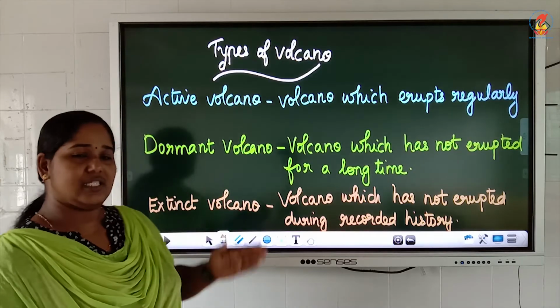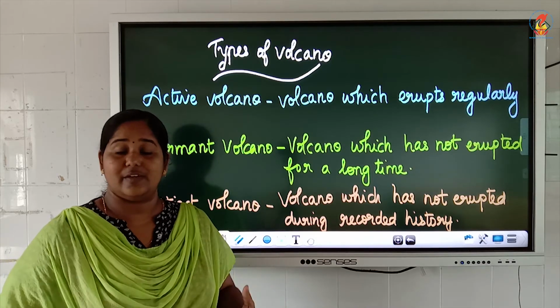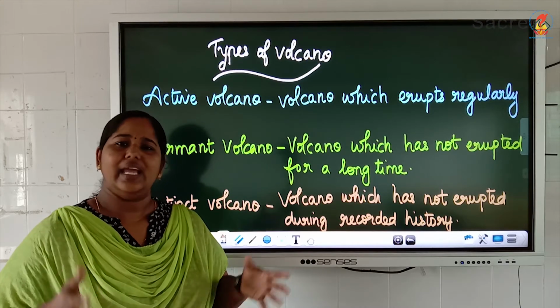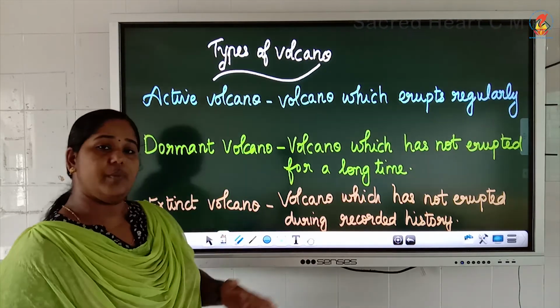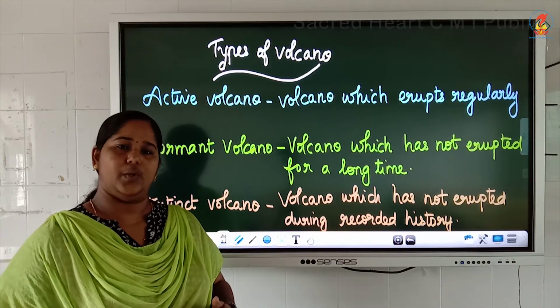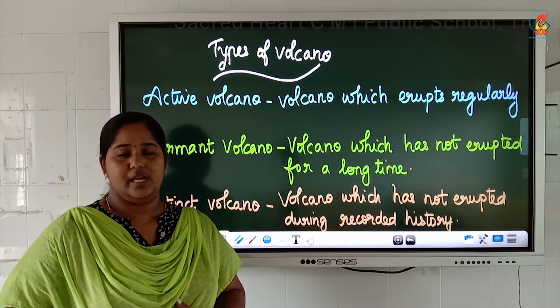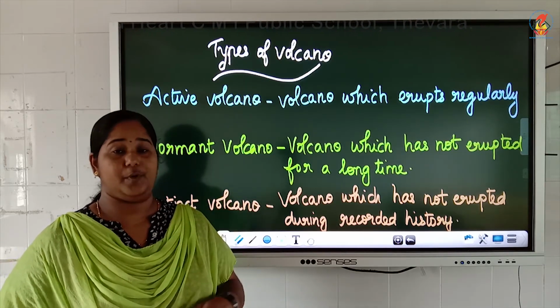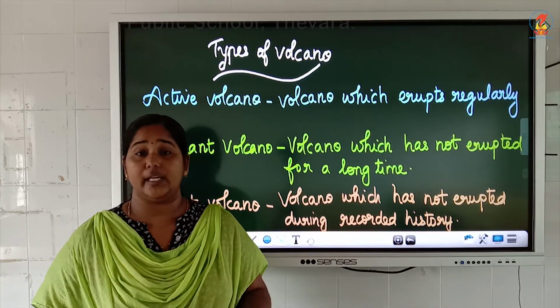First one is active volcano. Active volcano, just as the name suggests, it is active. It erupts regularly. Regularly means not every day. It erupts most often. Second one is dormant volcano. Dormant volcano, it has not erupted for a long time. For a long time it has not erupted, but in future it can erupt or it may erupt. We cannot predict that dormant volcanoes will not erupt in future.